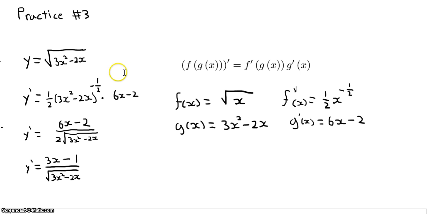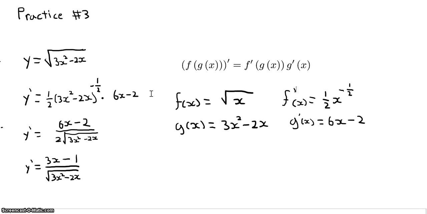So we can go and look at the equation. First we've got to figure out the f prime of g of x, which is f prime of x with g of x plugged in at x. So we have 1/2 of g of x, 3x squared minus 2x, all to the negative 1/2. And then we take that and multiply it by g prime of x here, which is just 6x minus 2.